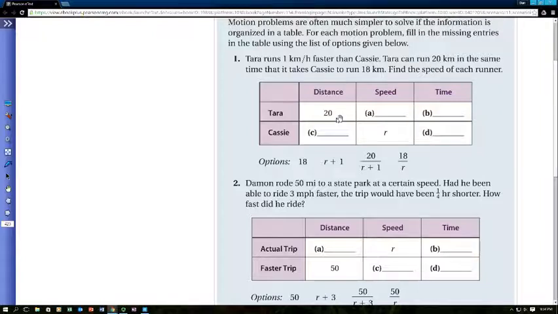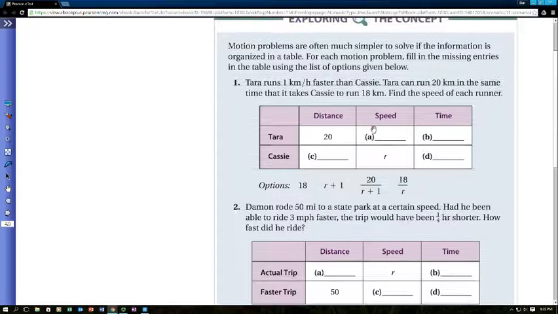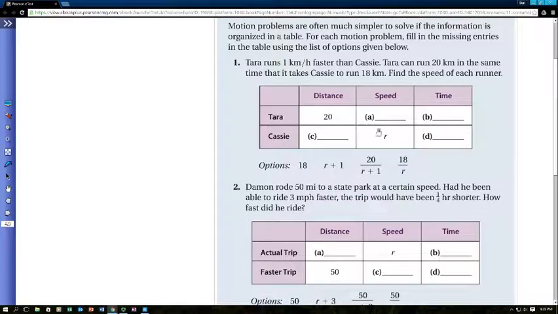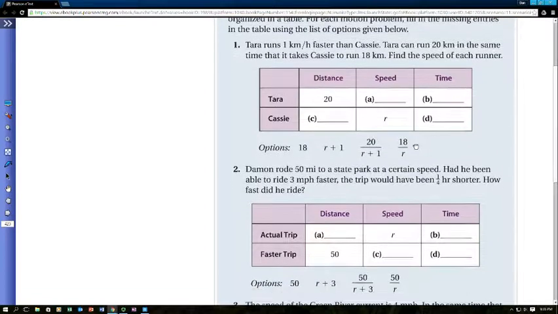Can we put something in for Tara here? They already did. The distance for Tara that she runs is 20 kilometers, so they put 20 there. And here's a distance for Cassie, so you'd put 18 here. And what else happens here? You know, if we go back to the original, it says that they have an equal time, right? What is the speed of each runner? So they say it happens in the same amount of time. So I don't really care what this is other than what this formula creates, and then I can set them equal to each other.